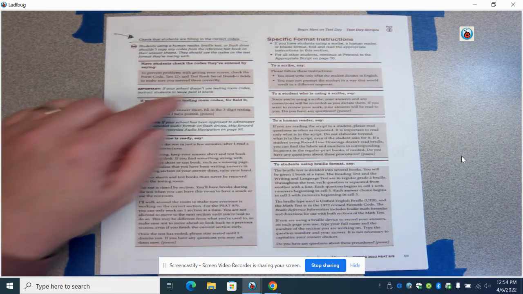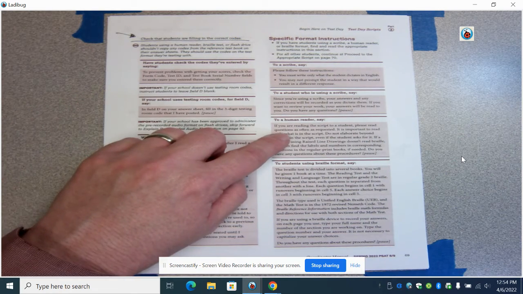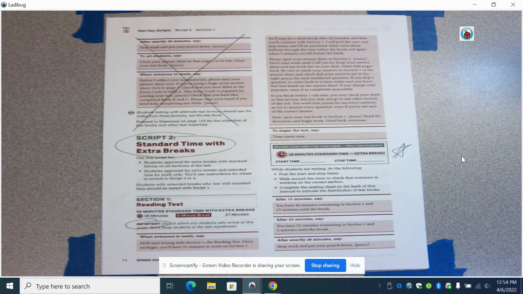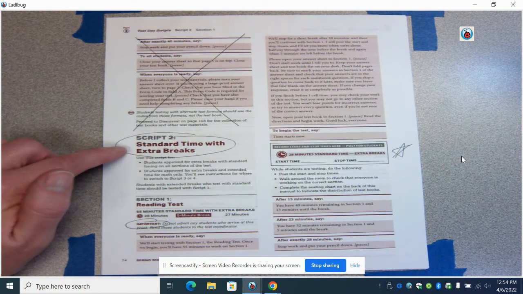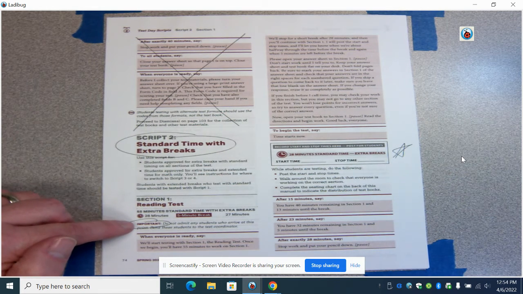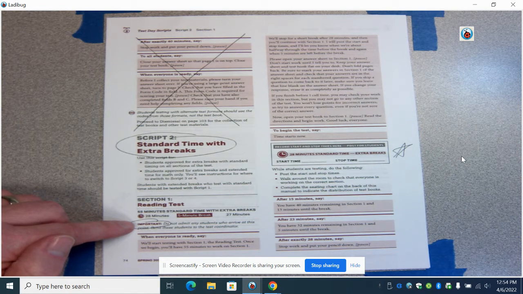If you have students that have either a scribe or a human reader, make sure you read these appropriate sections to them and continue through with the non-test portion. And then we get to your actual script 2, which is standard time with extra breaks. So it's important at this point that you note that you should not be admitting any students to the room, because you are now starting the timed portion.